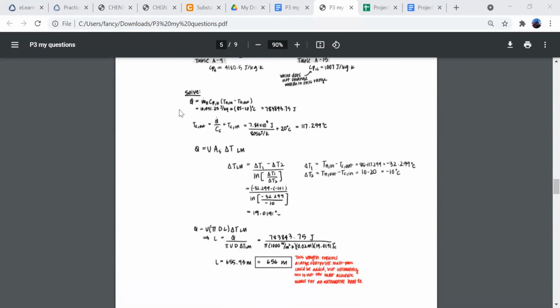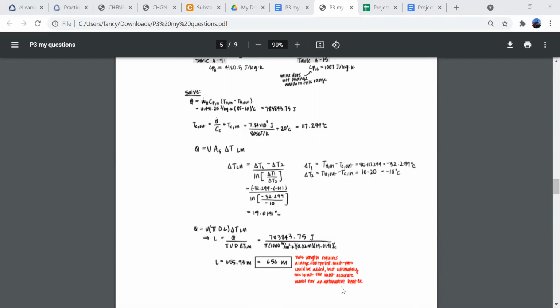And so to find the length, we first have to find the heat transfer rate, which is this equation, and then using the same equation but for the cold fluid, you can solve for the temperature of the water leaving the heat exchanger, and then you can find the log mean temperature difference, and then using that value you can solve for the length from this equation here.